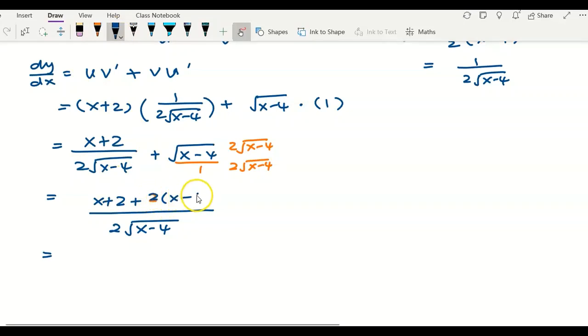2(x minus 4), because the square root of x minus 4 squared gives x minus 4. Then we will further simplify. x plus 2x, you get 3x, and 2 minus 8, you get negative 6, over 2 square root of x minus 4. And check whether anything can be simplified. If this is the simplest form, then we just leave this as your final answer.